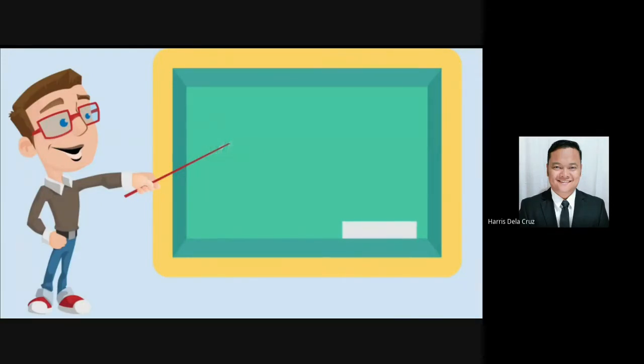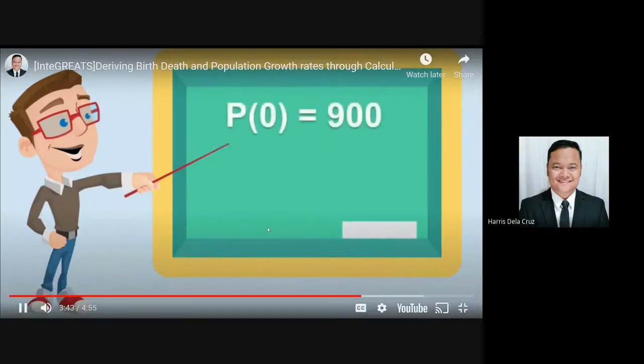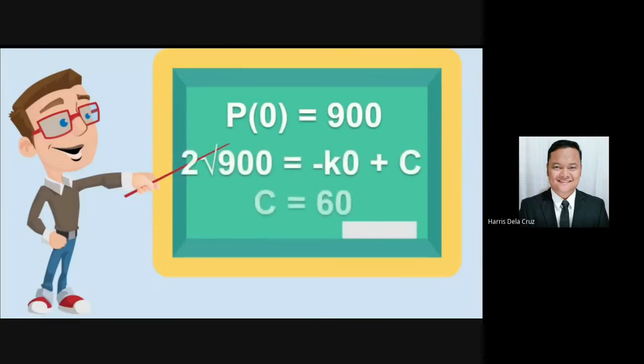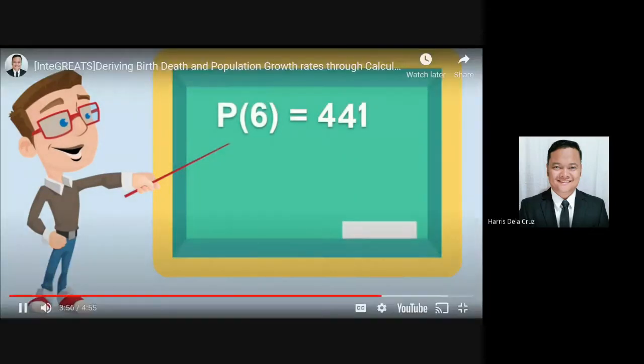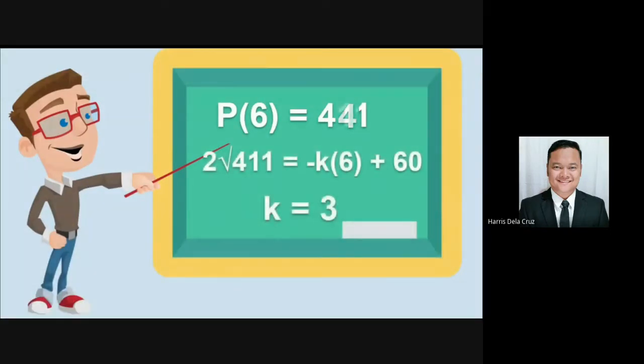When we separate the variables and integrate, we can get 2 multiplied by the square root of p is equal to the negative k times t plus c. Now using the given p0 equals 900, we can solve for c. And we are going to get c is equal to 60. Now we can now solve for k. Using p6 equals 441, we can get k is equal to 3.